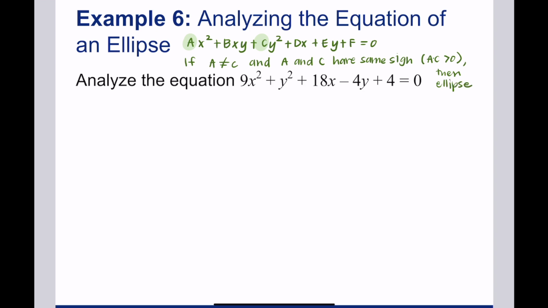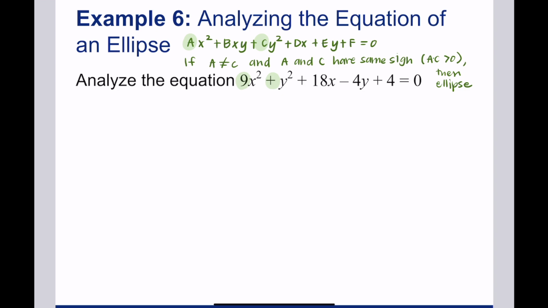So we can determine that by looking at our equation for our conic section in general form. In this case, our a value is 9 and our c value is a positive 1. So they're not equal to each other, 9 is not equal to 1, and they are both positive, which means that this is the equation for an ellipse. But as we look at this equation, we're not able to see the center of our ellipse or the ordered pairs for our vertices, co-vertices, or foci.